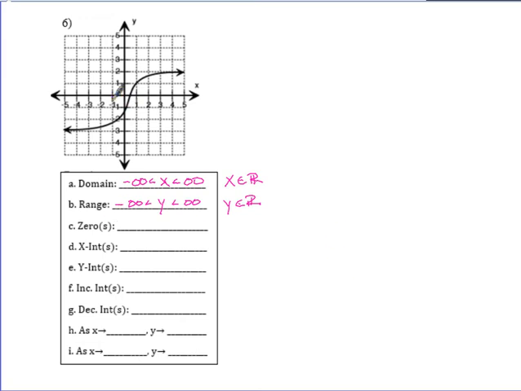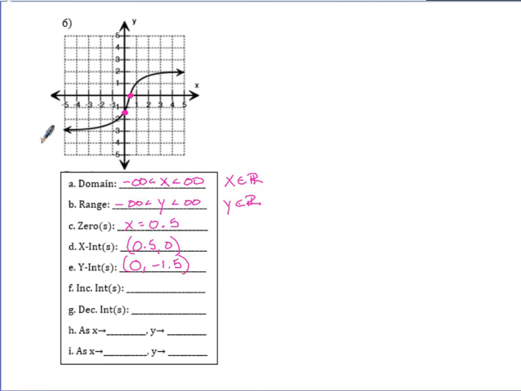Zeros, where does the graph cross the x-axis? Right there. We're going to call that 1/2. So x is equal to 0.5. X-intercept, I take my zero and write it as an ordered pair. So that is (0.5, 0). All right, y-intercept, where's the graph cross the y-axis? That is right there, halfway between -1 and -2. So that would be (0, -1.5).